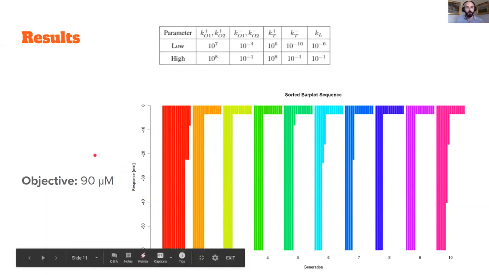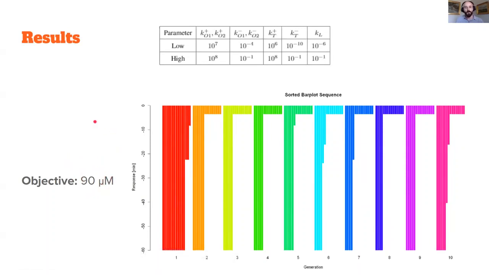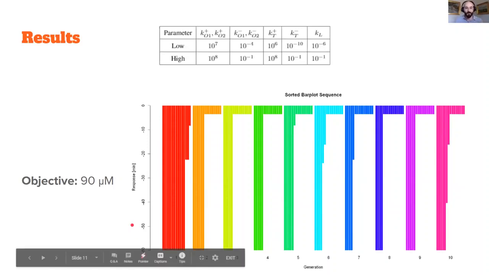We wanted the amplification to reach at least 90 micromolar. And if this is achieved, we capture the time at which it is achieved and send this off to the prediction design technology. And here we have a sorted bar plot sequence with the generations or the iterations on the x-axis, and on the y-axis we have the response, which is time, a negative time actually. So minus 60 is actually 1 hour.